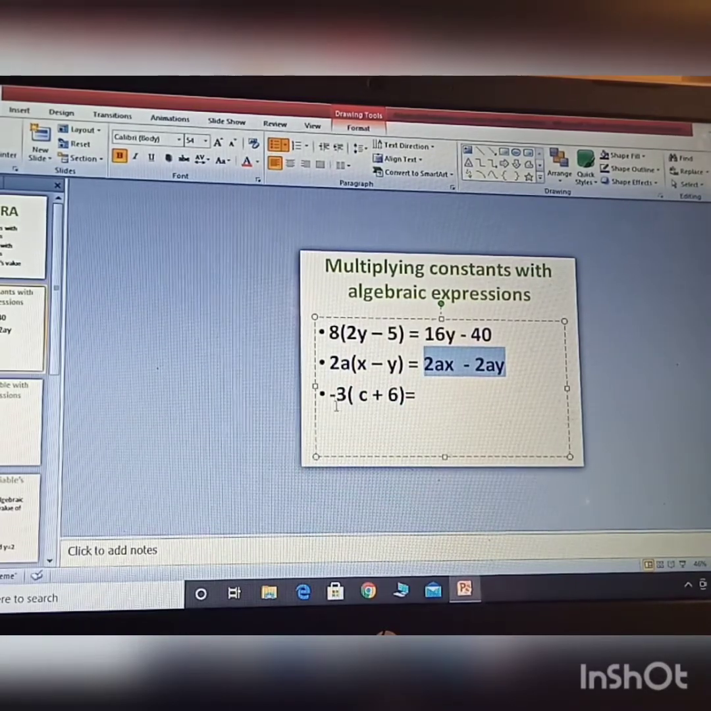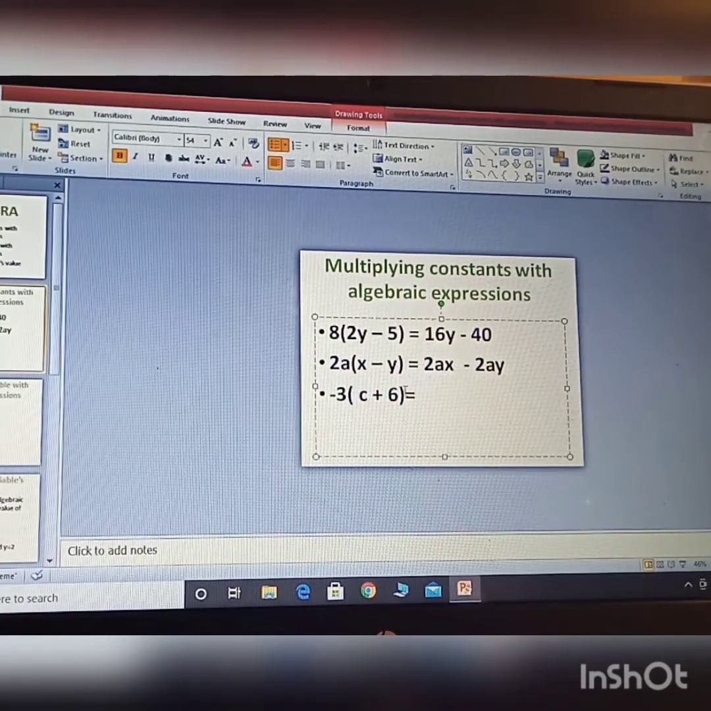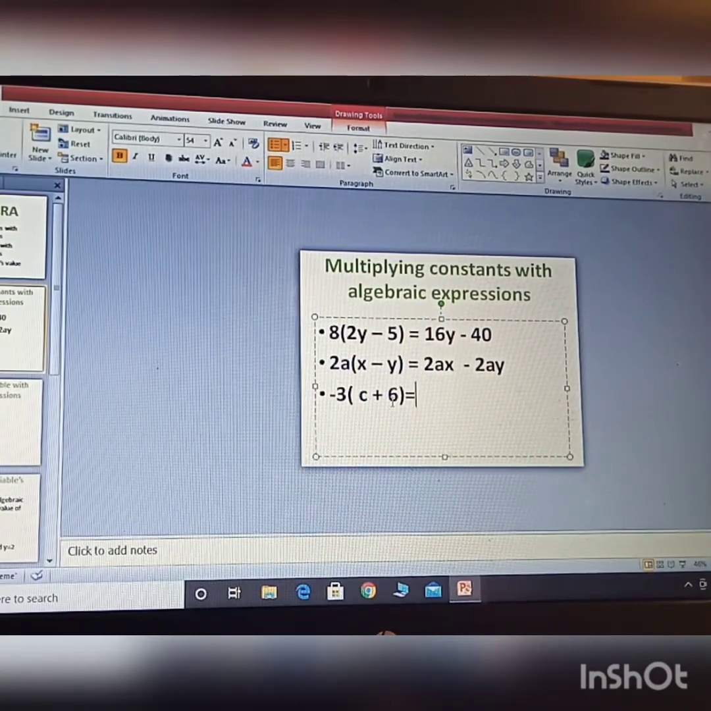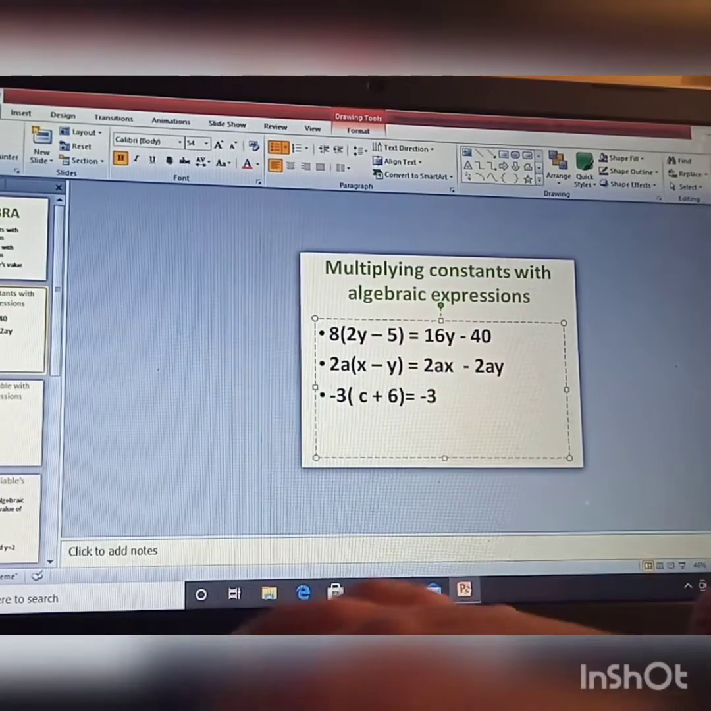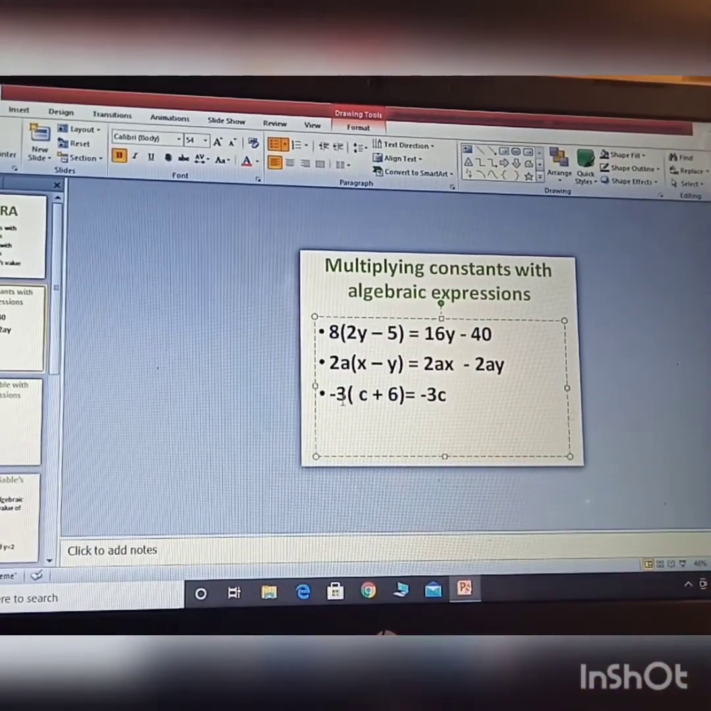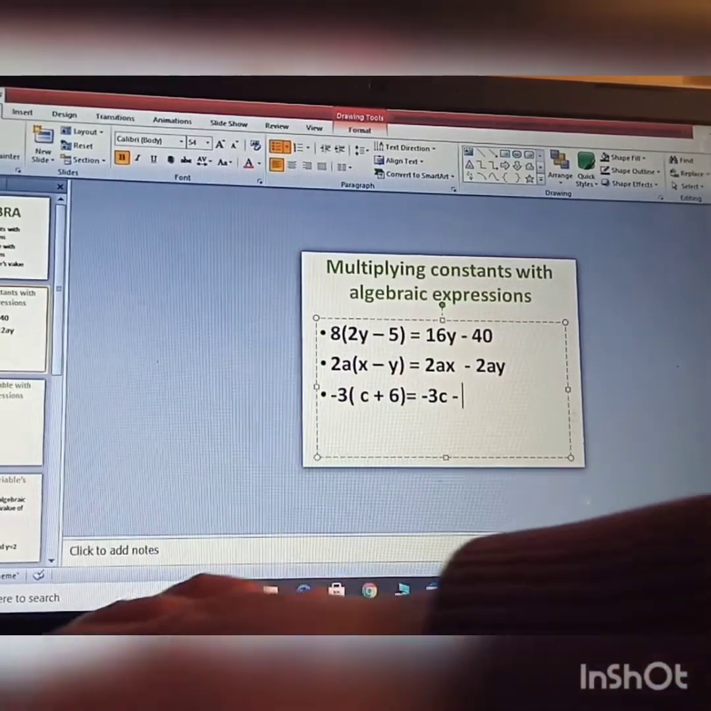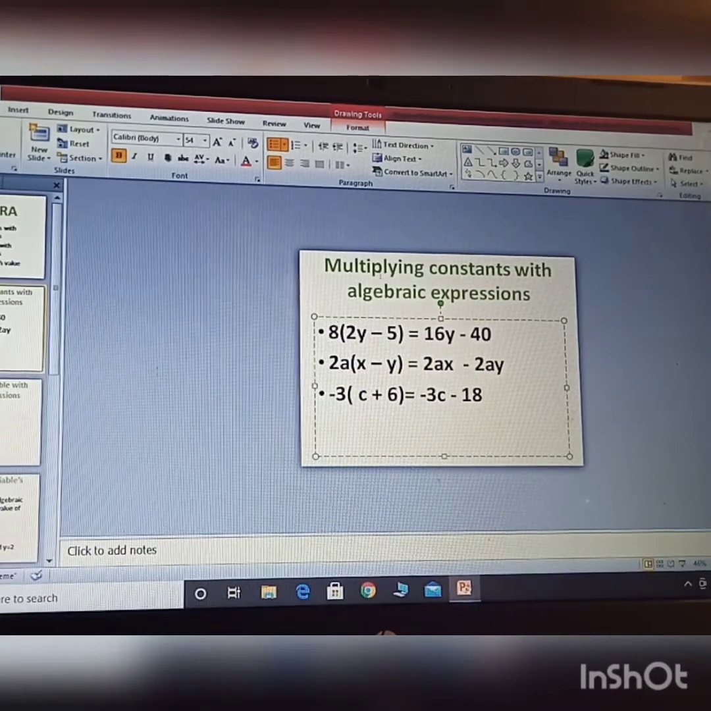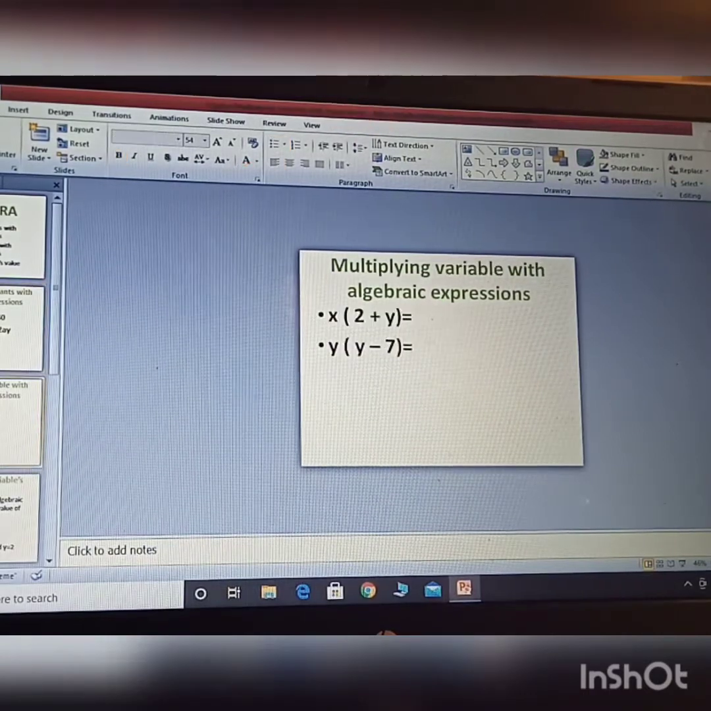And then the last example, a negative 3 is multiplied with the expression. So again the same and very simple rule, multiply this constant with the first term and then with the second term. That will give us a minus 3c, and then when you multiply minus 3 with positive 6, plus and minus according to the integer rule is a negative sign, you will get a negative 18. 3 6s are 18. So yes, this first target has been achieved. We have multiplied constants with algebraic expressions. These are three examples being shown to you.